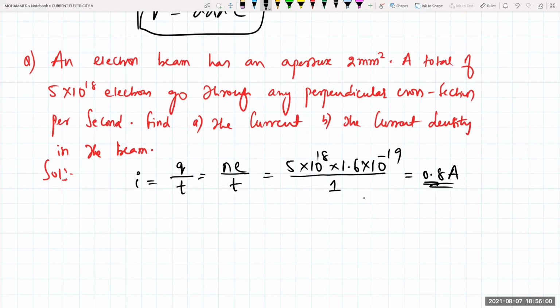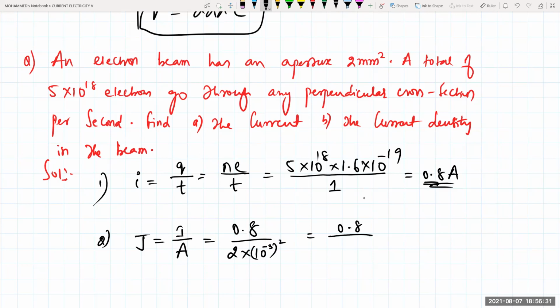Next one, current density. Current density J is equals to I by A. I is how much? 0.8. Area is how much? ఎంత? 2 mm, right, sir? 2 mm ఎలా రాస్తావు? 2 into 10 to the power of minus 3 whole square. Okay, whole square is there. So minus 3 whole square, minus 6. So it is 2 into 10 to the power of minus 6.